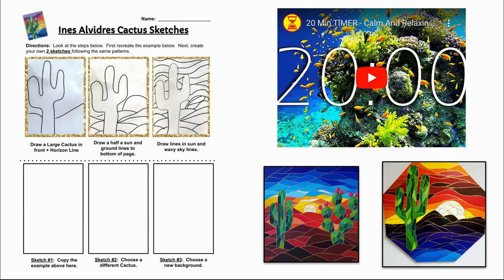Do you want to have two cactuses? Do you want to have your sun in the middle, on the right? Do you want it large? Do you want it small? Whichever you feel. And from there, we're going to be using our different mediums and beginning with adding in color.